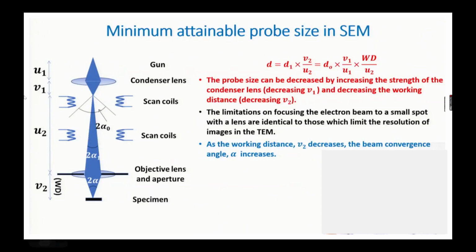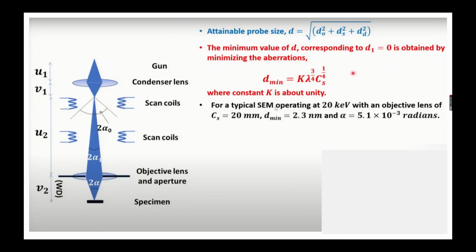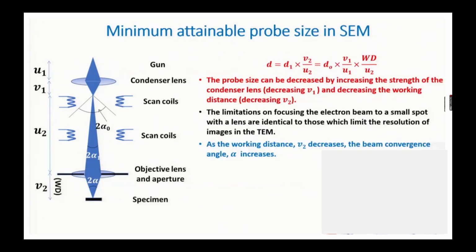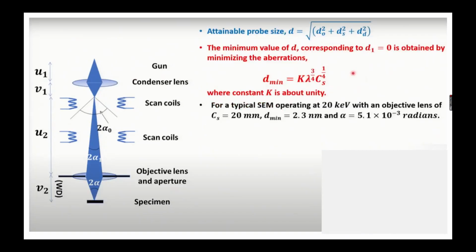Sufficient. Okay. The probe size can be decreased by increasing the strength of the condenser lens and decreasing the working distance. This is the attainable probe size, which can be given by this formula. Some terms are related to diffraction and another is related to aberration, and this can be given by this formula.